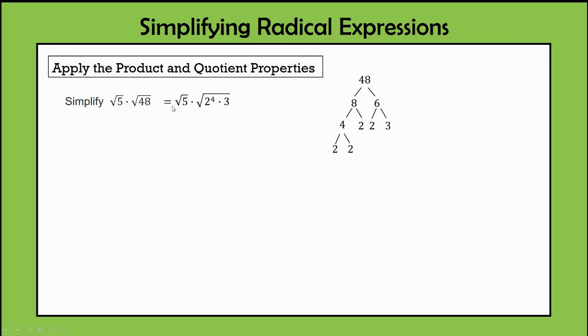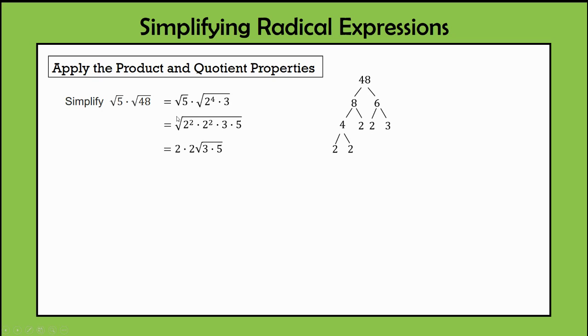So this now becomes the square root of 5 times the square root of 2 to the 4th times 3. Now, because this is a product, I can put them all under one radical symbol. And I'm going to try to write these again to the second power. Remember, our rule here is our index number is 2, so we want to write these to the second power. So I'm going to think of 2 to the 4th as 2 squared times 2 squared. I then have times 3 times 5.